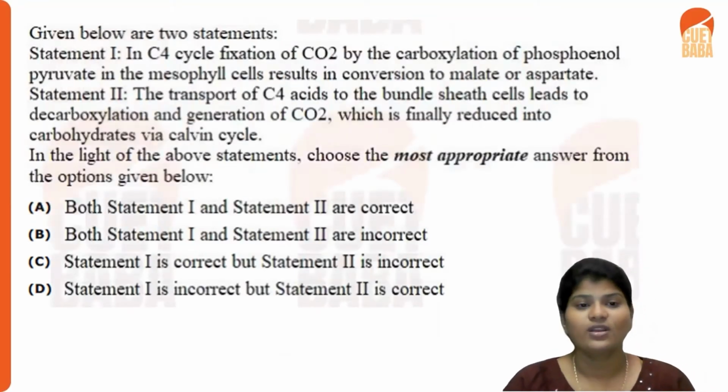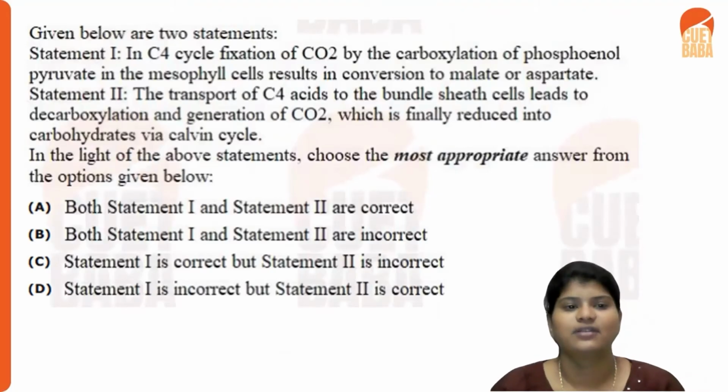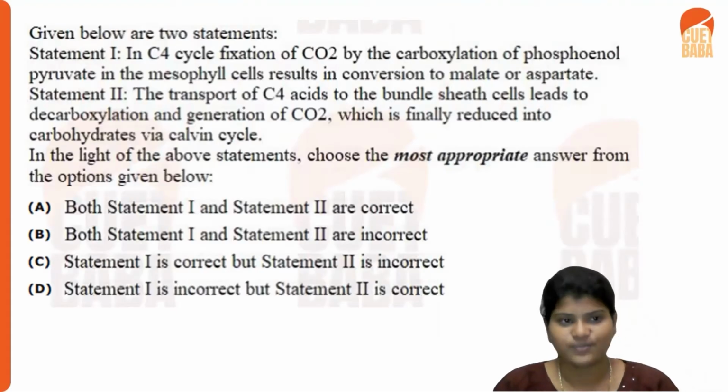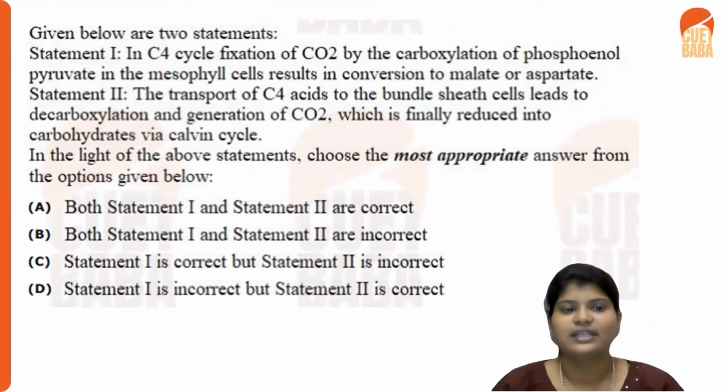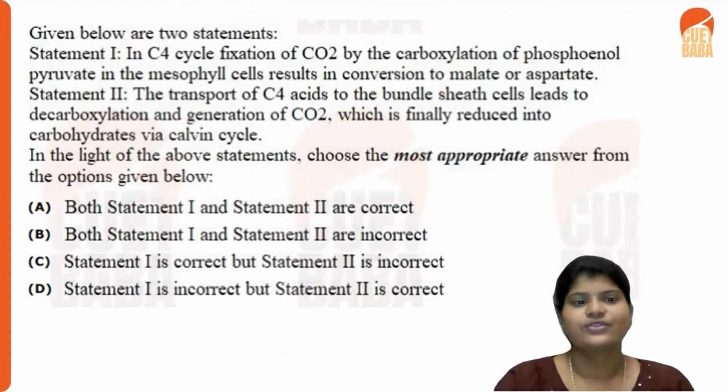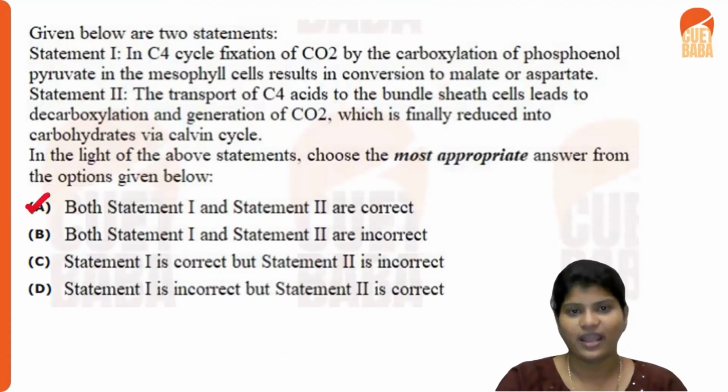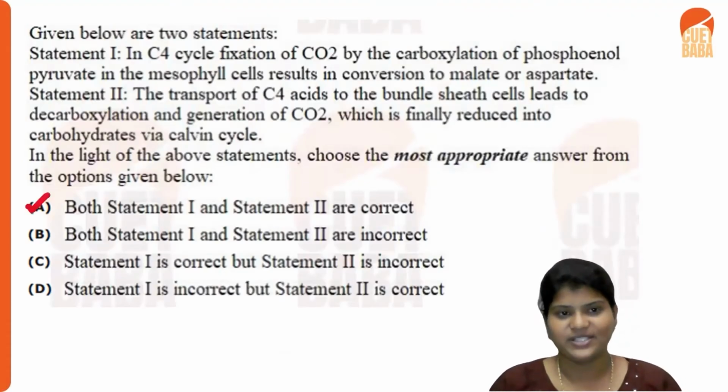Okay, and the next statement. In the C4 cycle, fixation of carbon dioxide by carboxylation of phosphoenol pyruvate in the mesophyll cells results in the conversion to malate and/or aspartate. Statement 2: the transport of C4 acids to the bundle sheath leads to decarboxylation and the generation of CO2, which is finally reduced into carbohydrates via the Calvin cycle. Okay, so for this question, option A will be the correct answer because both the statements are correct.